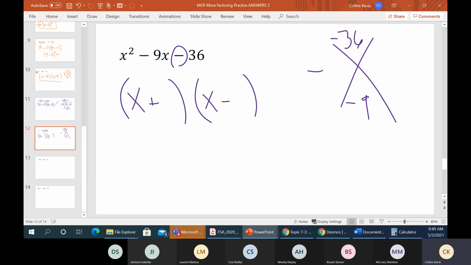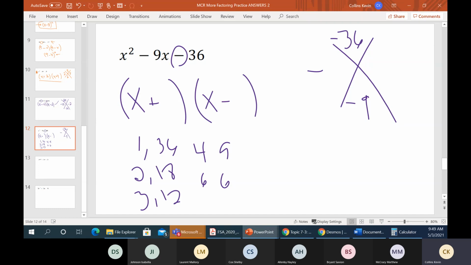So there's a lot of choices on this one, right? Because there's a lot of factors of 36. So we got 1 and 36. We got 2 and 18. We got 3 and 12. We got 4 and 9. We got 6 and 6. So we got a lot of choices on this one.